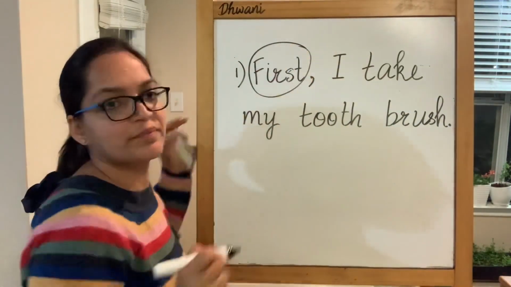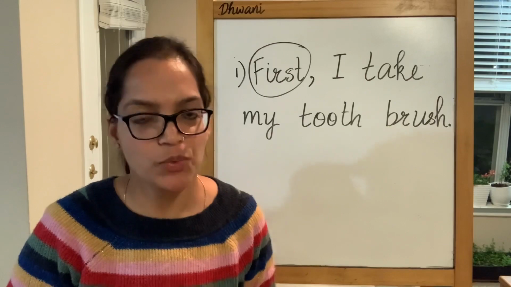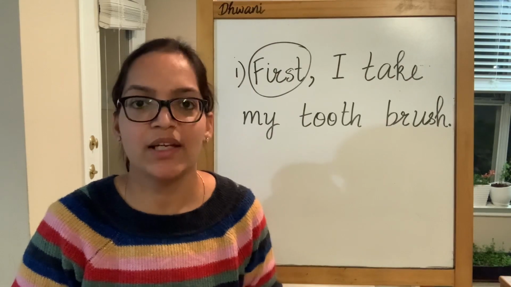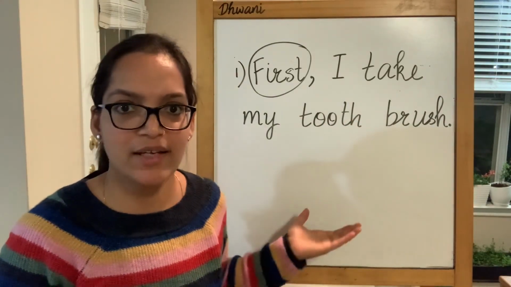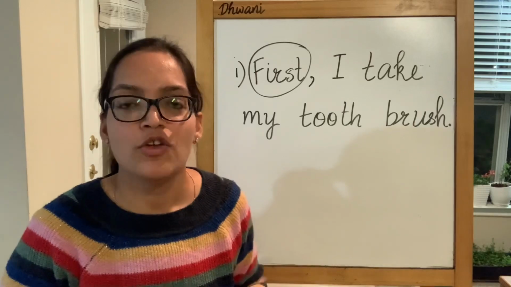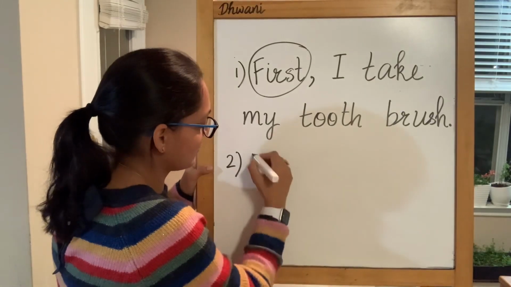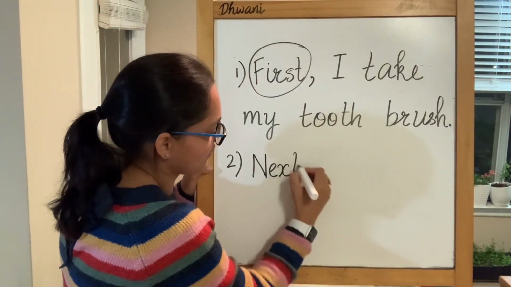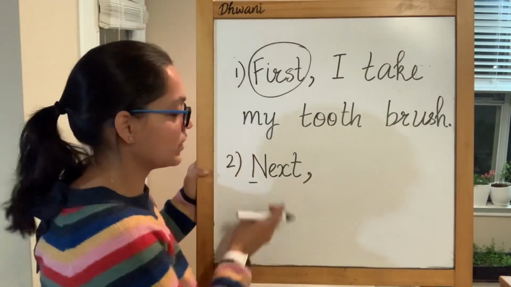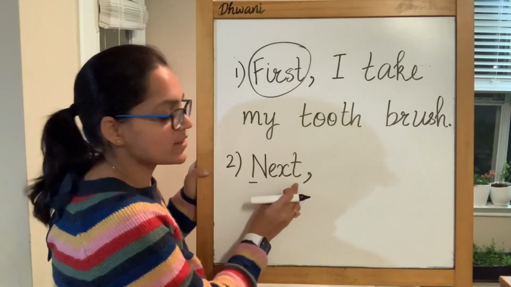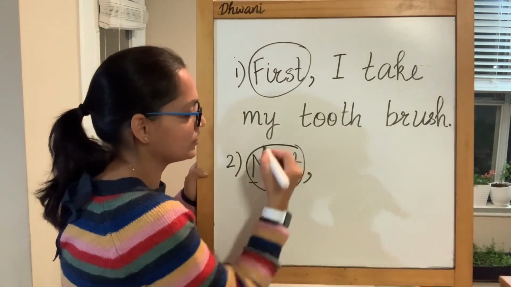These words which tell you the order of an event are called your transition words, and they help you in telling that this is the first thing that happened, and the next sentence that I'm going to write is going to be in order. So the next sentence is going to be next. X sound made by X. Next. So the first one was first, then is next.